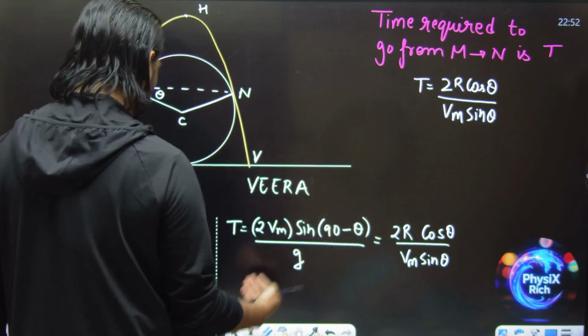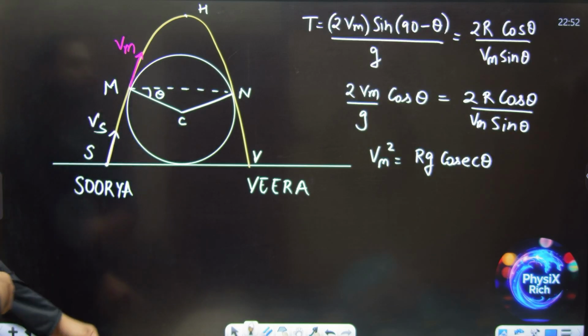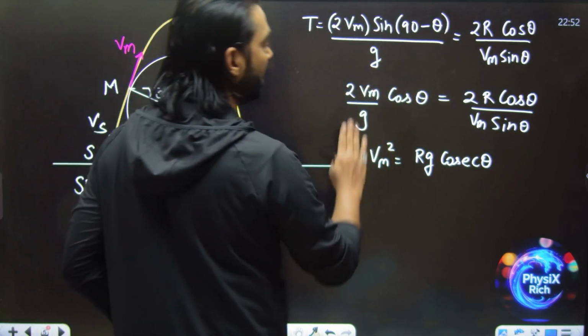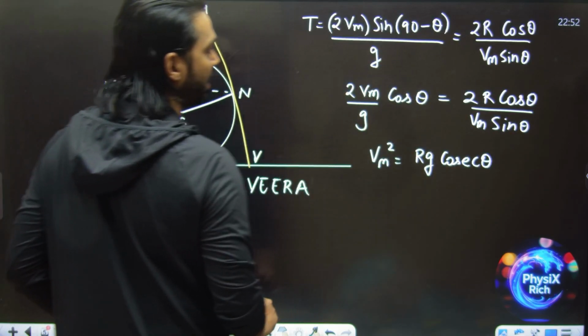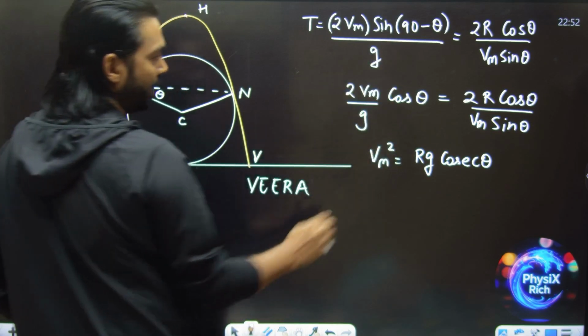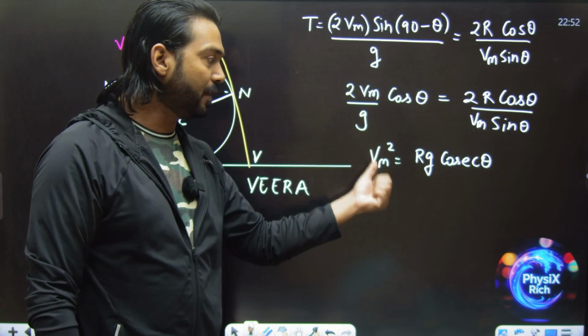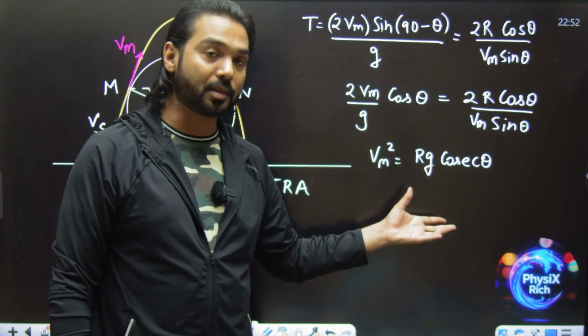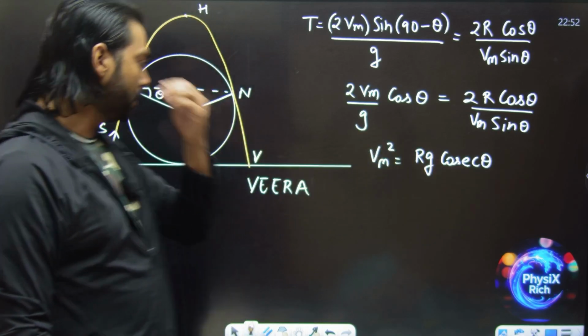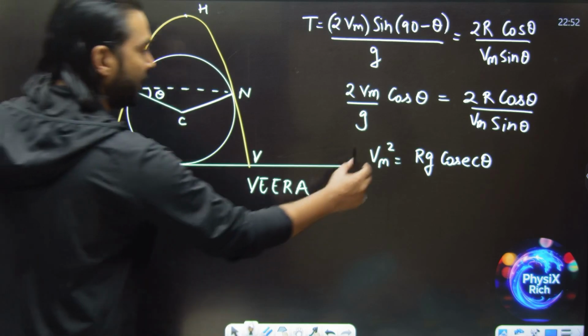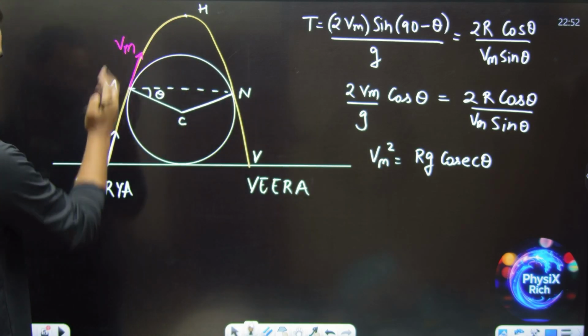Now, if you solve this, what do you get? Solving this gives us a very beautiful, very easy to understand relation. You can just do a little bit of math over here. If you want, you can pause the video and do it. You will get Vm square equals Rg upon sine theta, or simply Rg cosec theta. Now, this is the Vm which we are looking for. It's a very important relation.